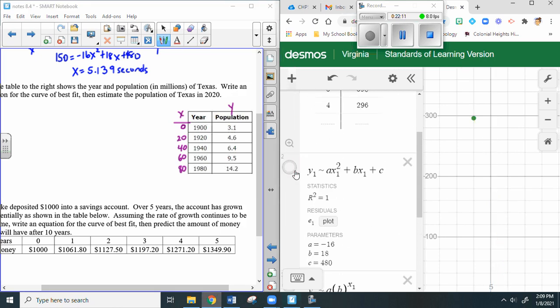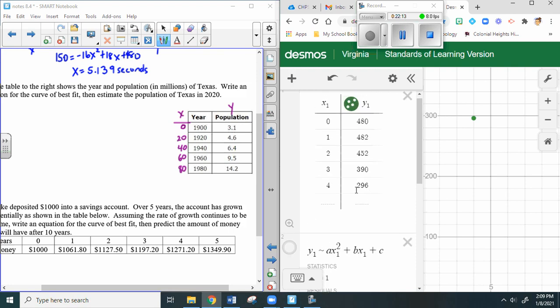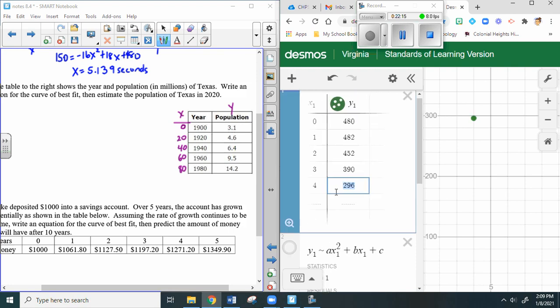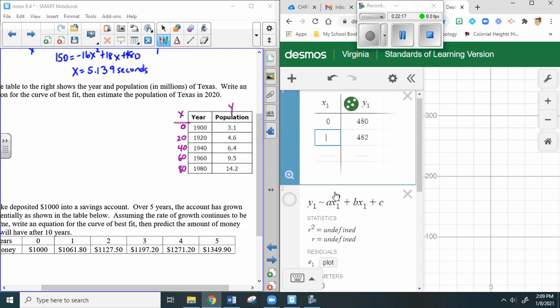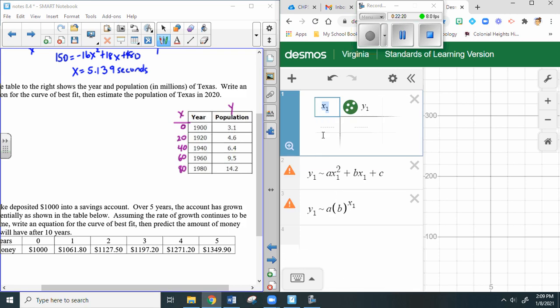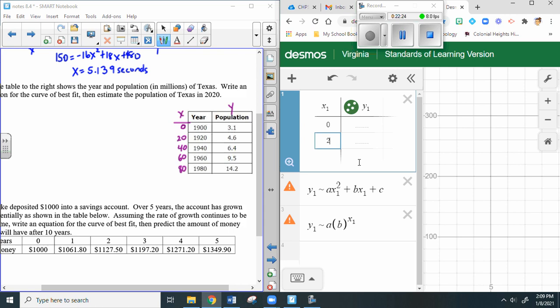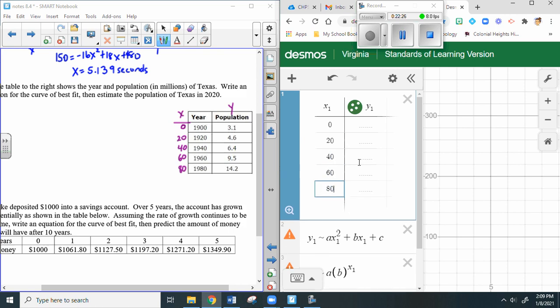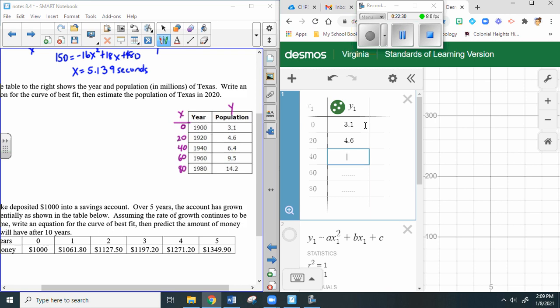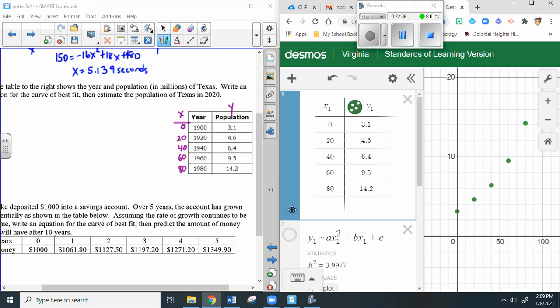Let's turn off this graph, but I'm going to be lazy and not type it again. But I do need to delete all of these. Okay, so my first one is 0, 20, 40, 60, 80. And then over here, 3.1, 4.6, 6.4, 9.5, 14.2. And then remember, you want to hit this little magnifying glass. Okay, there we go. Now, our shape is very different this time.